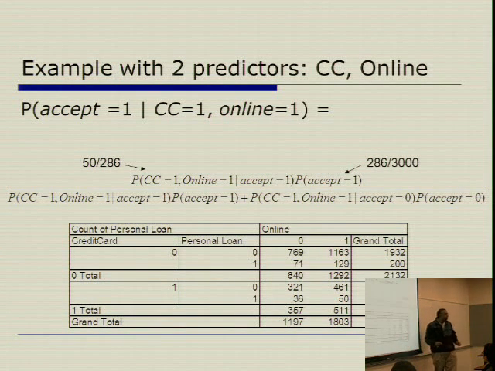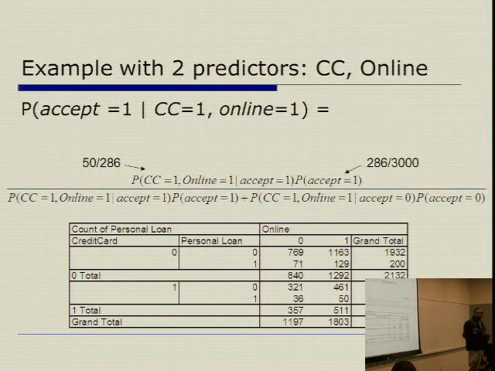So every data point is 0 or 1. 0 for personal loan means did not take loan. 1 means took a loan. 1 for CC means credit card, they did have a credit card, and so on and so forth, right? So you chop up the whole space. So we have this data.